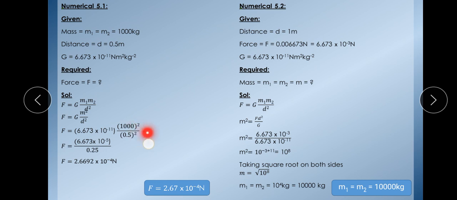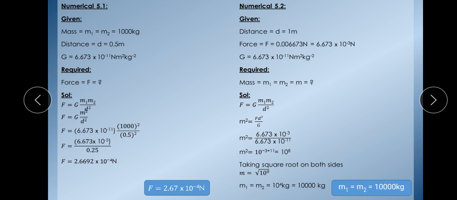The value of G is 6.673 multiplied by 10 raised to power minus 11 into 1000 whole square divided by 0.5 whole square. So first we will take 1000 whole square, it will become 10 raised to power 6. We will solve it with 10 raised to power minus 11, and we will take the square of 0.5, it will be 0.25. Then students, we will divide 6.673 by 0.25. The answer will be 2.66 multiplied by 10 raised to power minus 4 Newton, the force of attraction between the spheres.